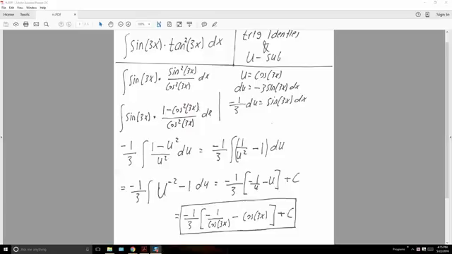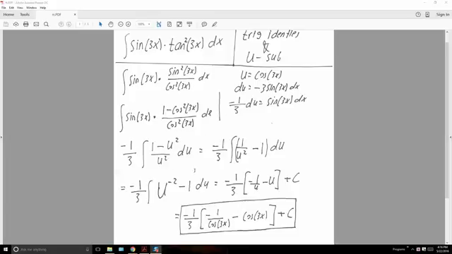And now we will do u substitution. So if we say that u is equal to cosine 3x, our du is negative 3 sine 3x. So we can say that negative 1/3 du is equal to sine 3x. This will allow us to have cosine squared 3x. We'll have a u squared, and we would have a negative 1/3 in the front.